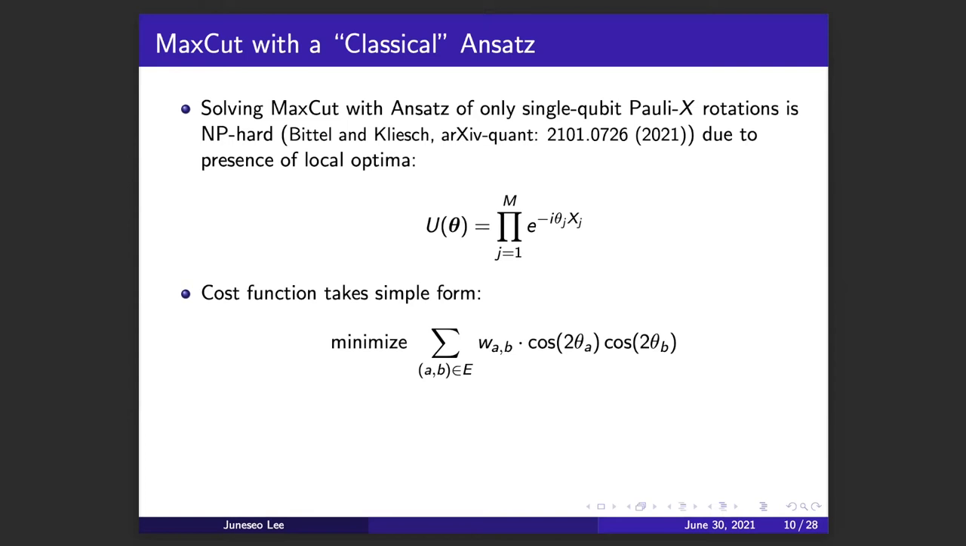Now, another way you can interpret the classical ansatz is by noticing that since the Pauli X operator acts on basis states by flipping the bits, by turning the zero state to the one state and vice versa, the algorithm is equivalent to trying to find the MaxCut by iteratively flipping bits.